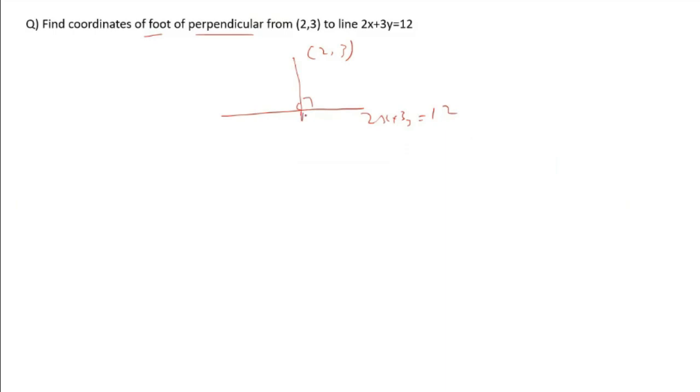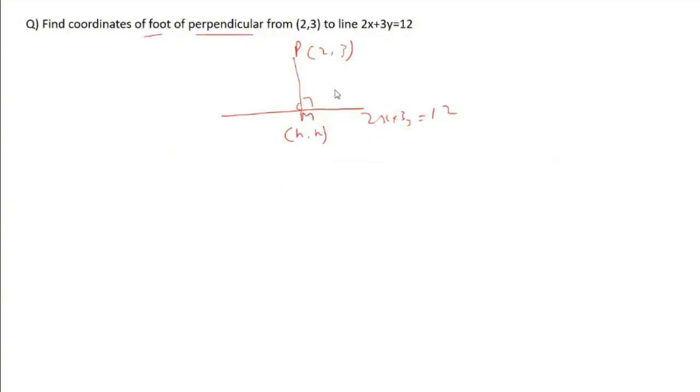This point would be the foot of the perpendicular. Let's say M. So let's call this H comma K. This is 2, 3. This is 2x plus 3y. You need to find the coordinates of this point. First things first, from the concepts that we have studied, which all do you think would be applied here?